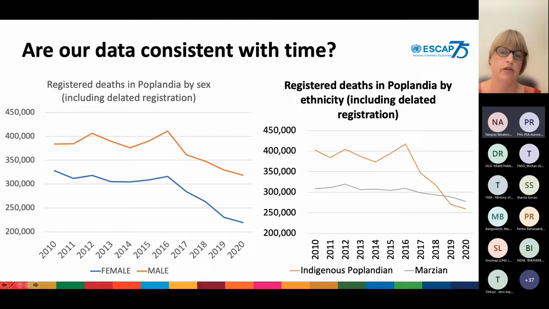Perhaps that could also be what we were seeing when there were some issues with completeness for the Marzians, or some other things going on. Perhaps there are some coding issues. In that case, we might pause our analysis for ethnicity and go back and review some of the data quality issues and find out what's going on before we draw too many conclusions.